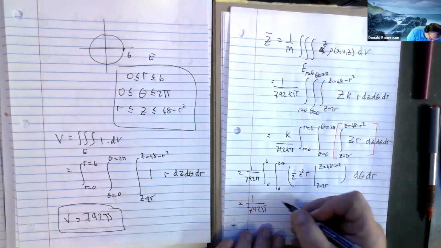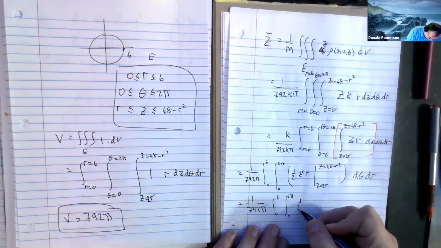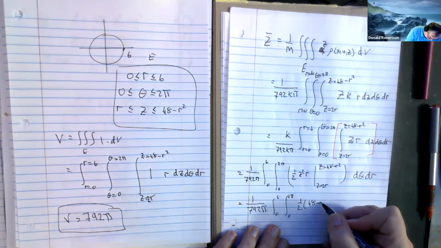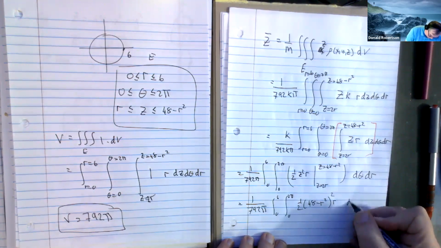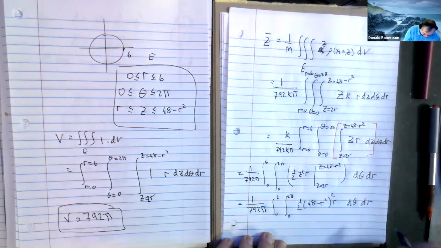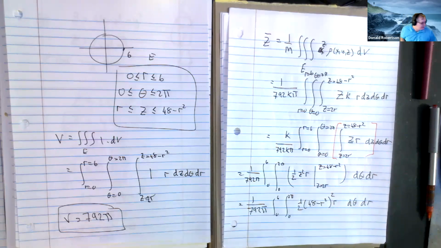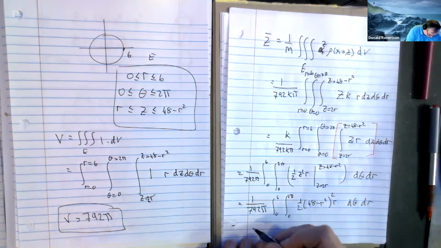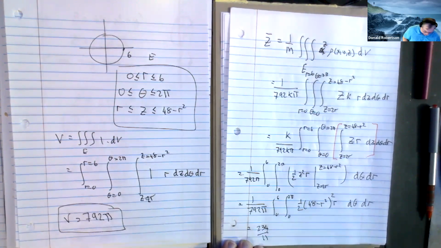Now this guy is pretty much as far as I want to go in this fella. It's going to be 1/2 (48 take away r squared) times r d theta dr. Right, at least that's variable separable, right? So you could at least pull out the d theta guy, but that's just one ugly polynomial, isn't it? And you'll trust me because I've got the answer in front of me. It's 234/11ths when you're finished.